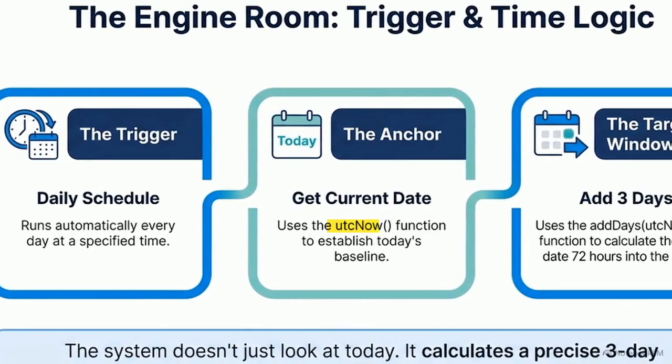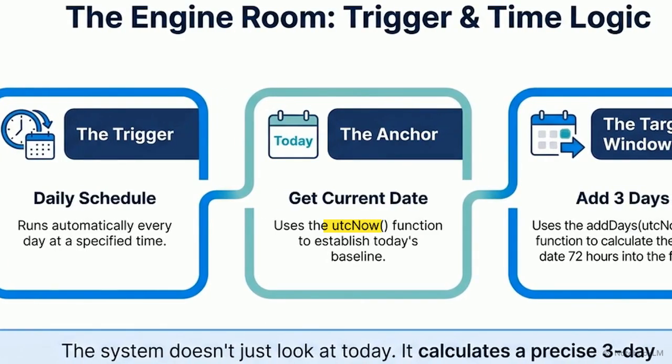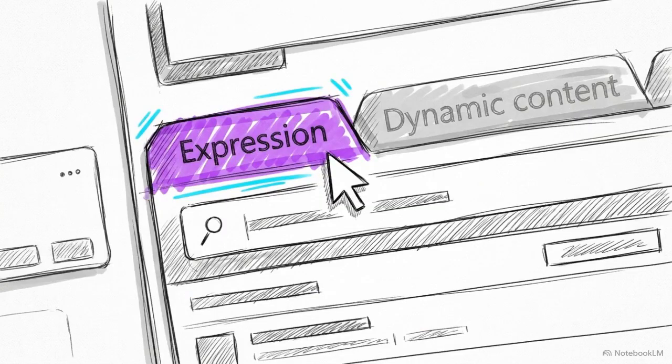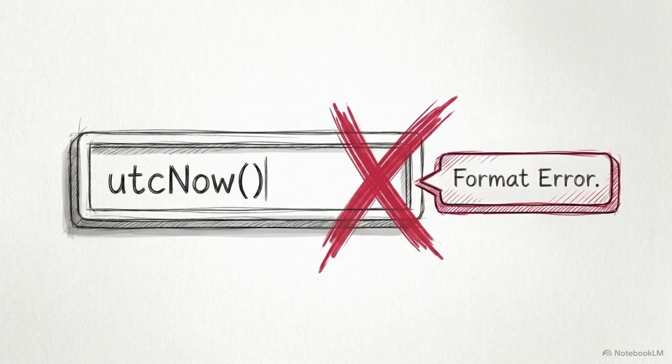Next, add a compose step to capture the exact current date using the UTC Now expression. Make sure you click into the dynamic content menu and select the Expression tab. Do not just type UTC Now into the standard text box, or the system will read it as a plain text string instead of a command.